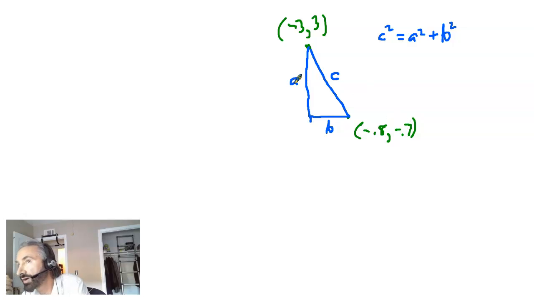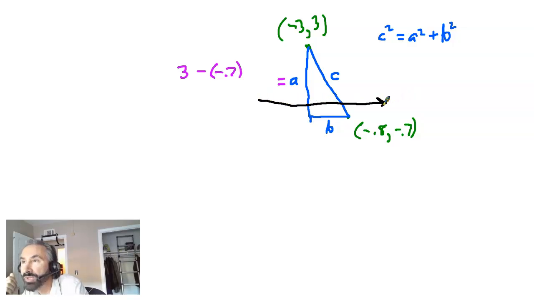So if I want to figure out what a is, here's how I'm going to do the math. Whatever a is, it's going to have to be 3, which is this, minus whatever this is, minus -0.7. Another way to look at it is that if this is y equals 3 and this is -0.7, it looks to me like the x-axis must be somewhere around here, right? Because this guy's negative and this guy's positive.